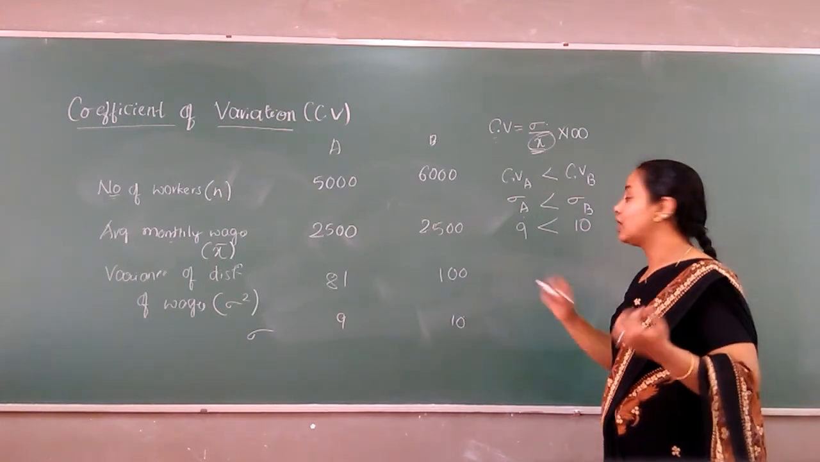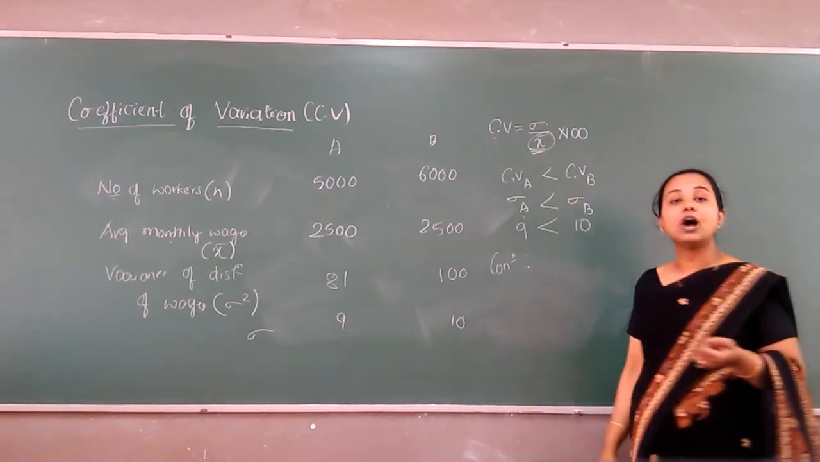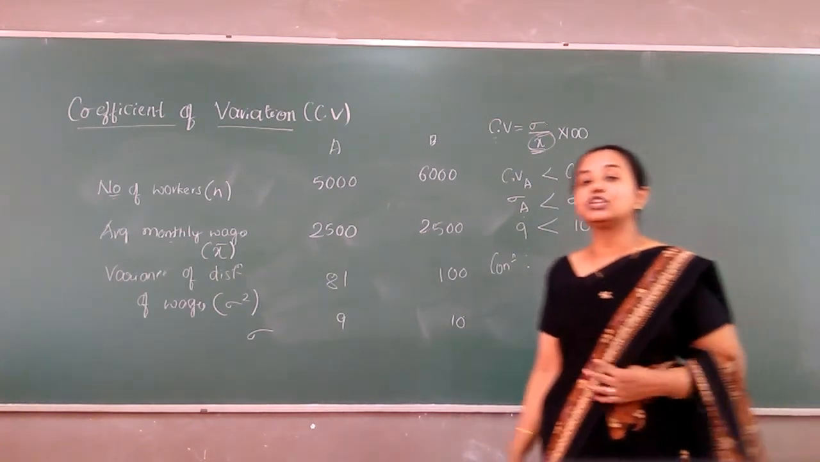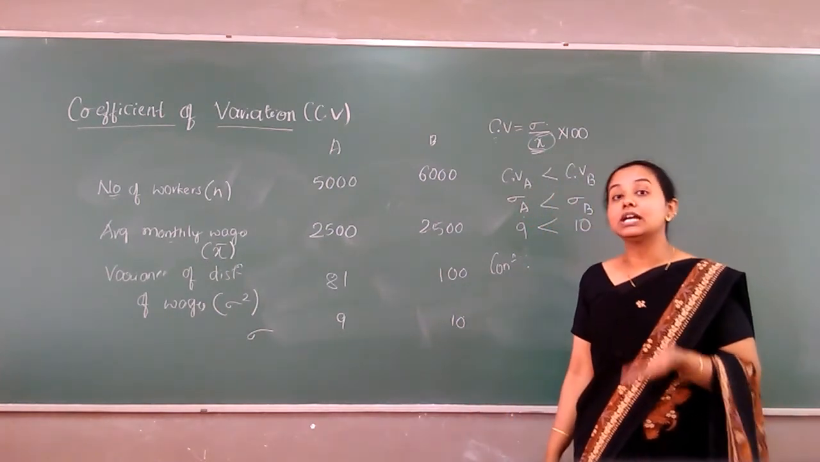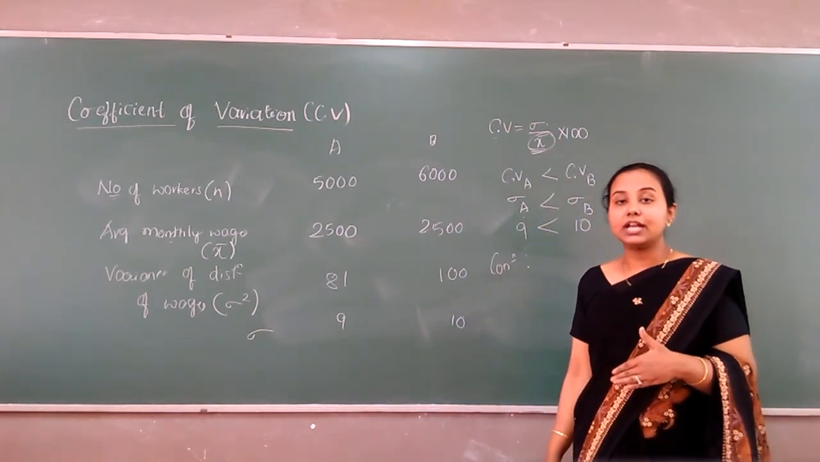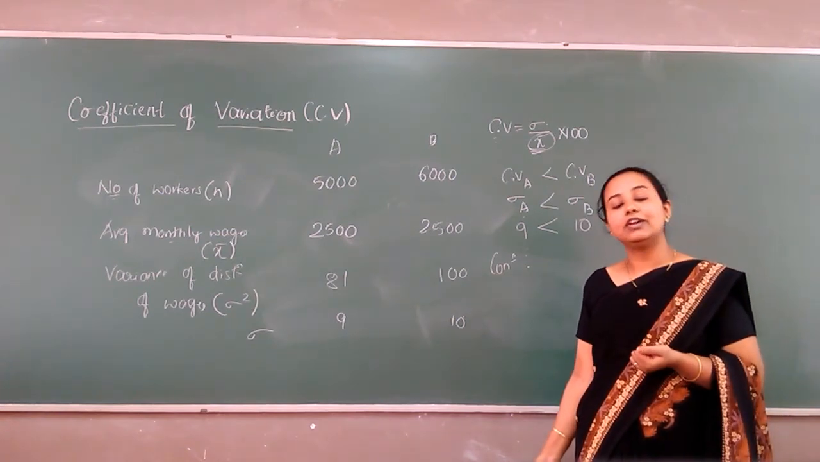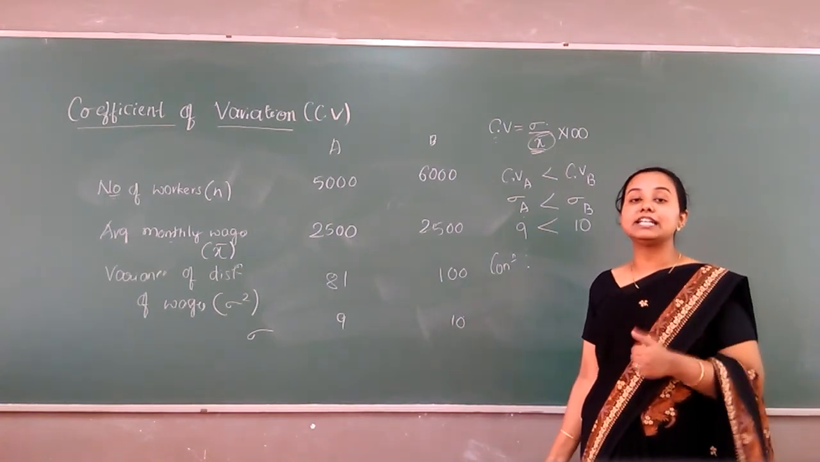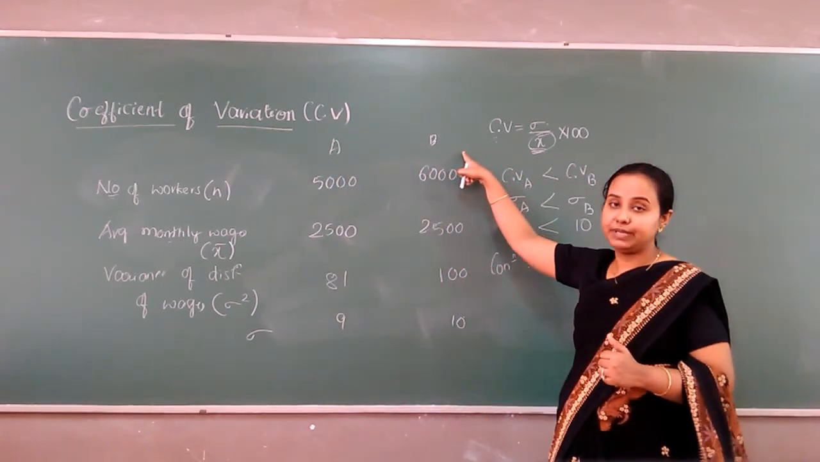Now let us go to our final conclusion. So how do we conclude? I have clearly told you, depending upon coefficient of variation, we will decide either variability or consistency. Right. So now they are speaking only about variability, so let us consider only variability. They are asking which plant is more variable, either plant A or plant B.